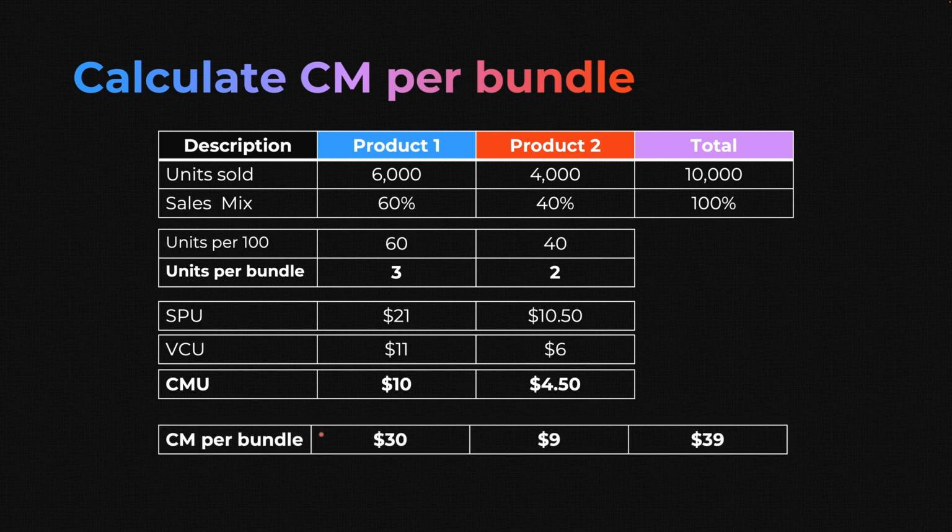So the contribution margin per bundle, if there are 3 units of product 1 in a bundle, 3 times $10 a unit equals $30. And for product 2, there are 2 units in each imaginary bundle. 2 times $4.50 equals $9, meaning the total contribution margin provided by each one of these bundles sold would be $39.